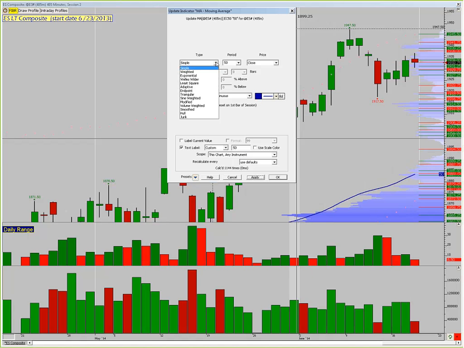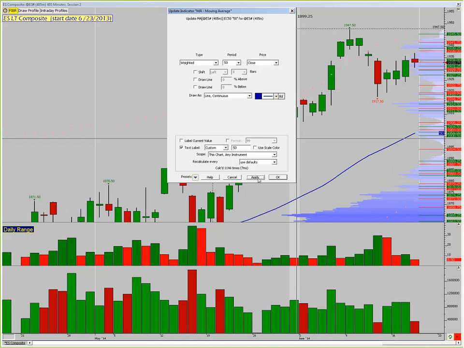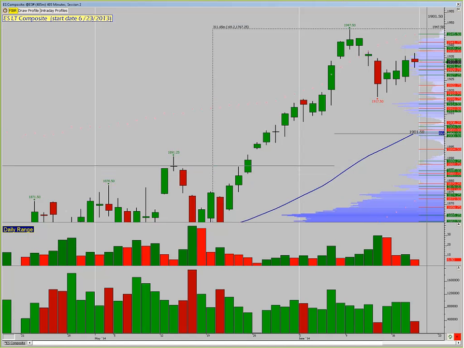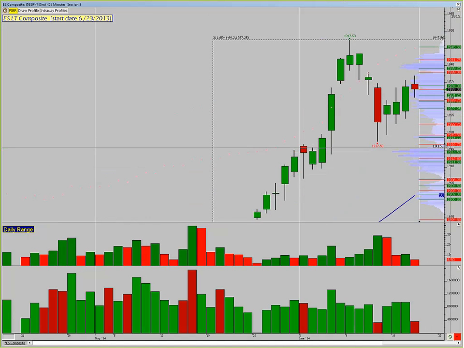I prefer the exponential, but if we just take a look at a weighted, that's actually up closer to 1900. So just keep that in mind, the 3 different 50s out there. What else? Triangles, right?